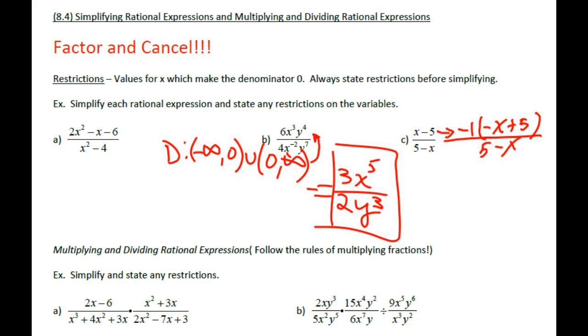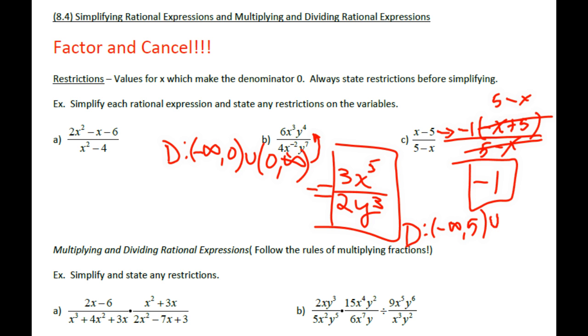Now if you think about this numerator, isn't negative x plus 5 the same thing as 5 minus x in reality? So now by taking out that negative 1, I have identical factors that cancel, and so my final answer to that is negative 1. My domain for this guy would be negative infinity to 5 union 5 to infinity. Because remember, we always find our domain before we simplify, so I had to look at that original denominator.